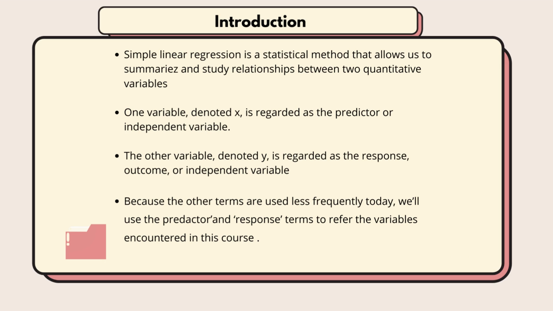Simple linear regression is a statistical method that allows us to summarize and study the relationship between two quantitative variables. Firstly, one variable, denoted x, is regarded as the predictor or independent variable. Next, the other variable, denoted y, is regarded as the response, outcome or dependent variable. This is because the other terms are used less frequently today. We'll use the predictor and response terms to refer to the variables encountered in this course.